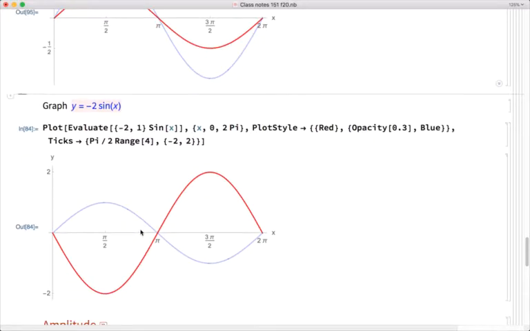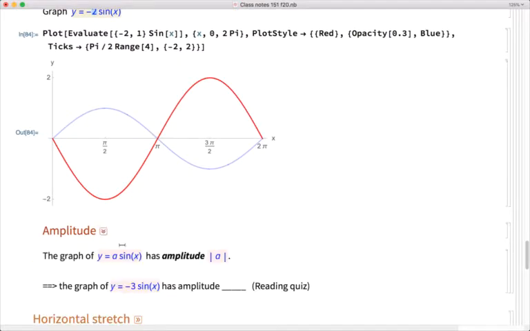But this one is doing both things at the same time. It's taking the original sine, the negative is flipping that across the x-axis, and then the factor of 2 is stretching vertically by 2. So here's the hand sketch again. So the y tick marks are at -2 and 2. The red graph is what we're plotting as y equals -2 sine x.